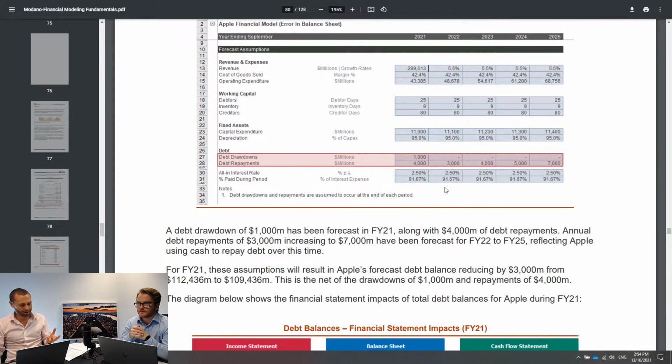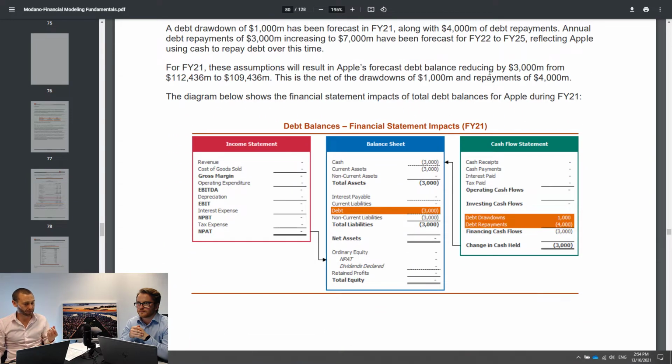Now for FY21, that will result in Apple's forecast debt balance reducing on a net basis by $3 billion, which will take it from the 112,436 down to 109,436. Now notice that changing your debt position doesn't directly impact the income statement. We might have interest on cash, which might change a little bit, which we haven't got in the model yet. But mainly interest expense is what comes through the income statement, which we model as a next step. So when we do debt, we're currently focusing on the debt balances. Okay, so here we have our net drawdowns and repayments.